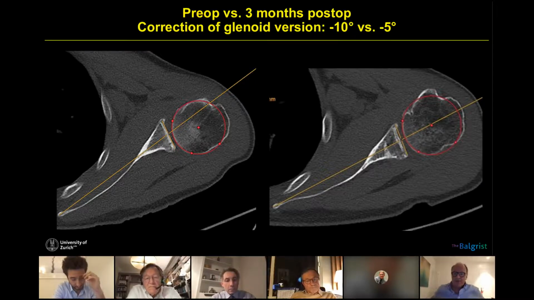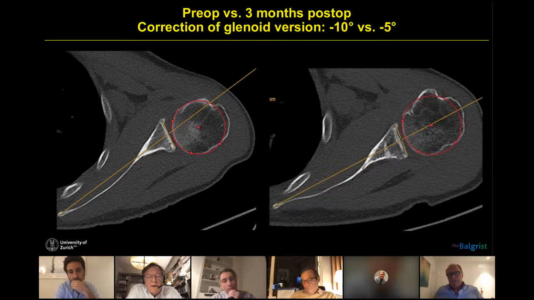But what we have seen when we retrospectively reviewed our recurrent posterior subluxers that we operated on, there was a fair number who had static posterior subluxation before the surgery. And these are very often those that fail. If they have static posterior subluxation preoperatively, they have a very high and flat acromion.